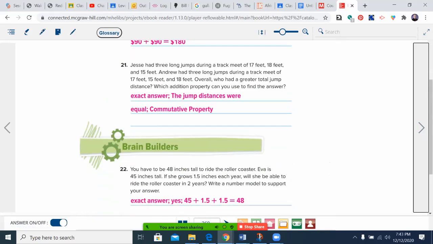21. Jesse had 3 long jumps during the track meet of 17 feet, 18 feet, and 15 feet. Andrew had 3 long jumps during a track meet of 17 feet, 15 feet, and 18 feet. Overall, who had a greater total jump distance? Which addition property can you use? And it tells you that we need an exact answer, although it doesn't really ask, but we figured. 17, 18, and 15. 17, 15, and 18. Notice we have the same numbers. So we can use the commutative property, line them up in the same way and say, hey, these are the same.